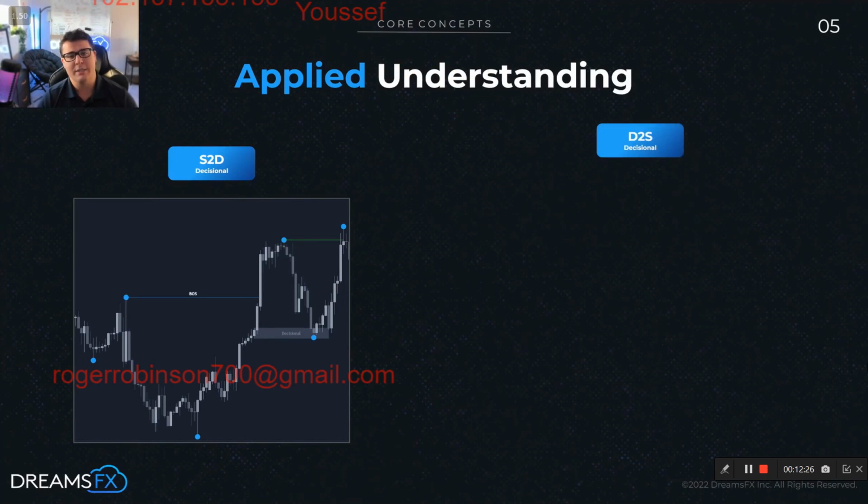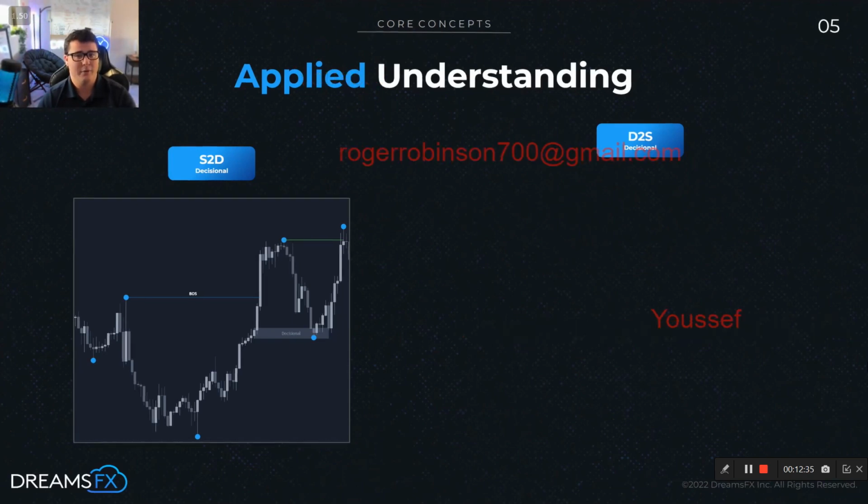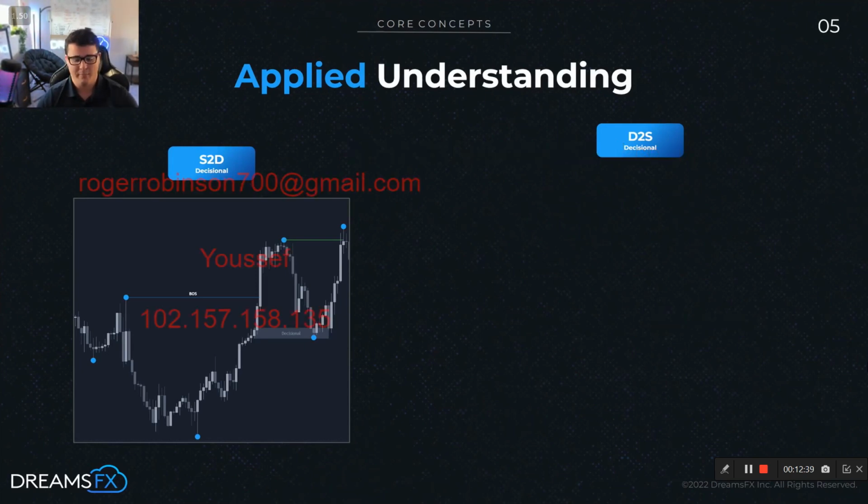Now let's look at our D2S, the inverse of the S2D. So where we started with the bearish trend for S2D, for a D2S, we need to have a bullish trend. And that first letter tells you what trend you need to have. If you're looking for a demand to supply, you're going to be in an uptrend. S2D starts with a downtrend.